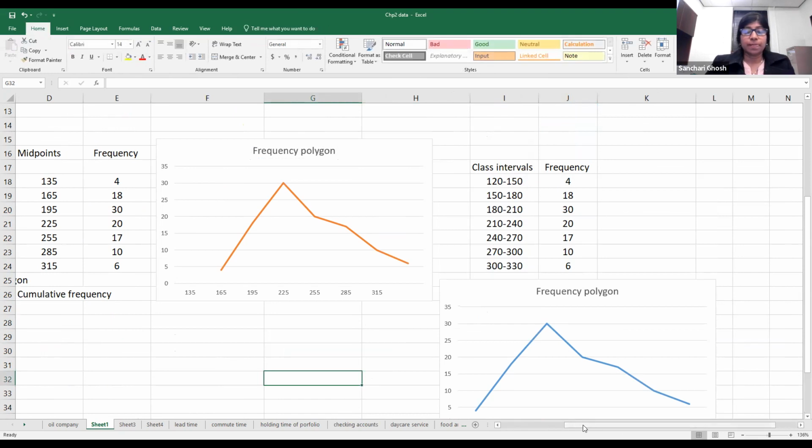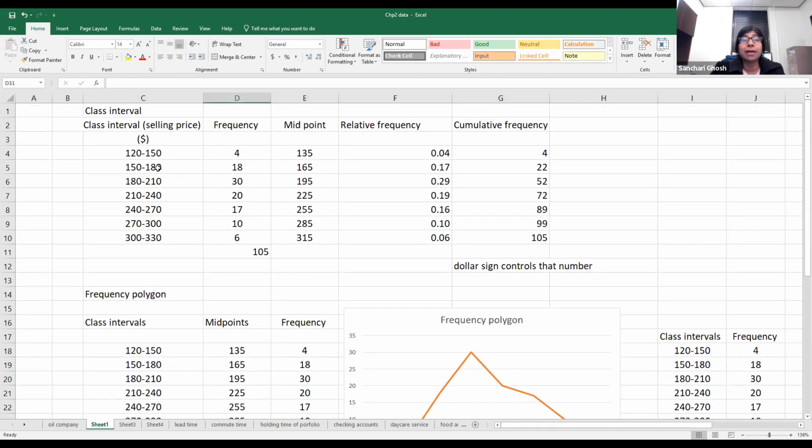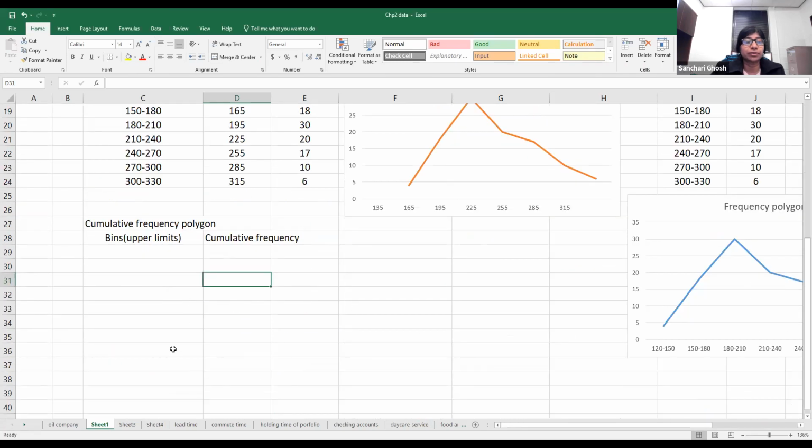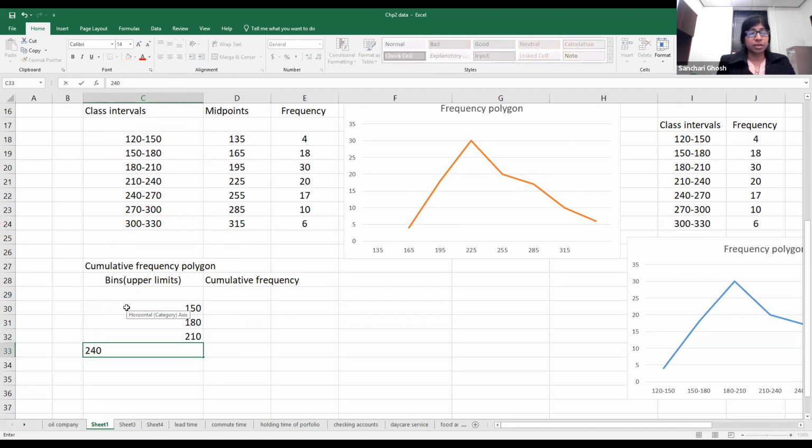Now, cumulative frequency. In cumulative frequencies, ladies and gentlemen, because it does cumulatively, we have to think about the upper limits under which the cumulative frequencies are stacked. So the upper limit of each class interval, 150. This is a bit tedious, but it might not take you a lot of time. You just put the upper limits, enter them manually if you can, 240, 270, because we are really trying to find out what lies within the upper limit, 300, 330.